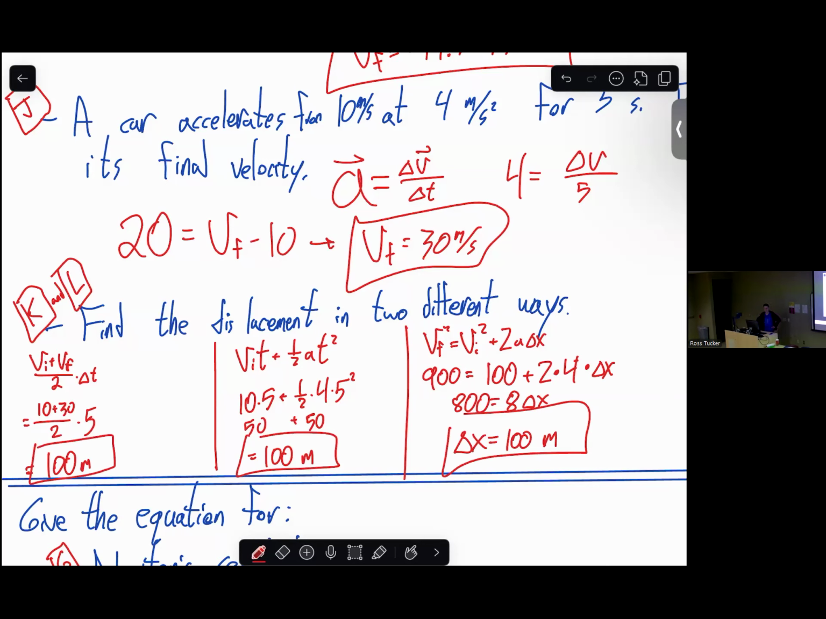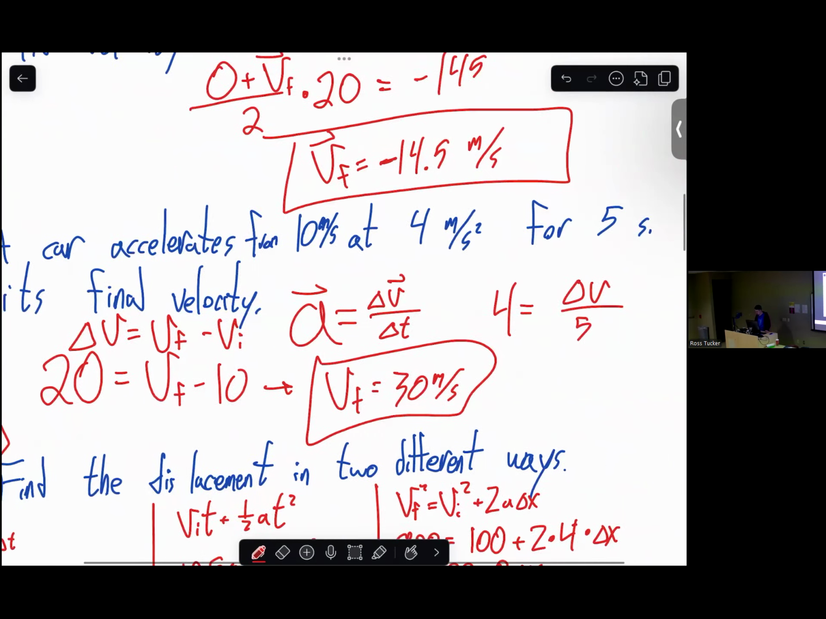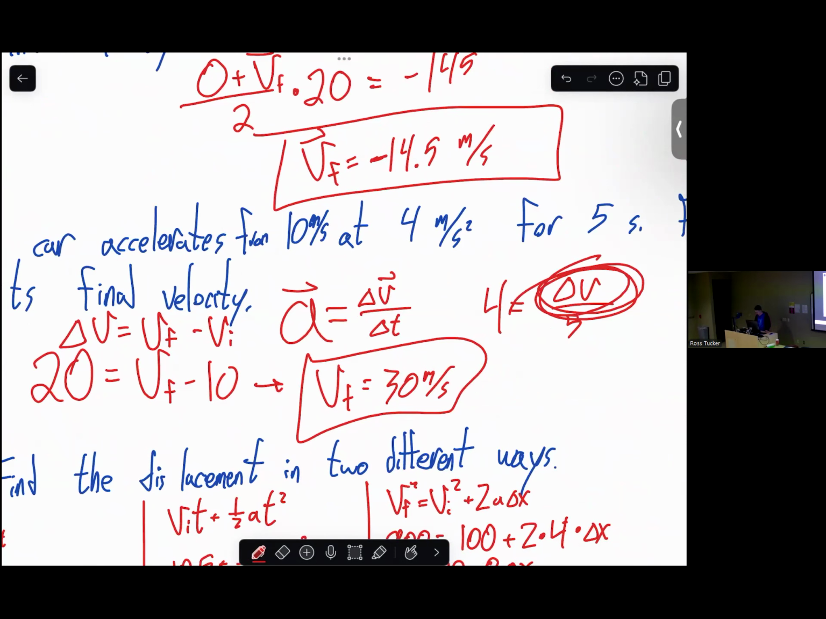Please. How did you get this? Oh, so this is the idea that the change in a quantity is its final value minus initial value. I found the change. I was given the initial. So if you want the final velocity, you can't just say that the change is the final. Not if you're starting from 0, where change is final, but not in general. Good.